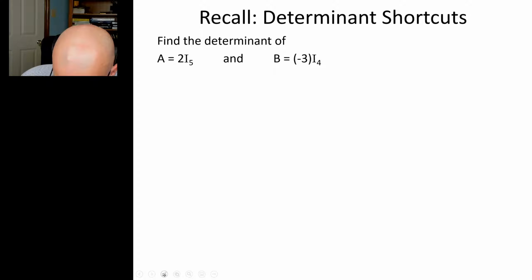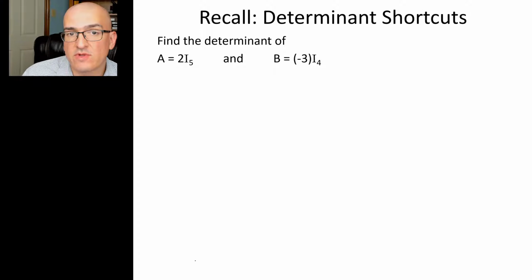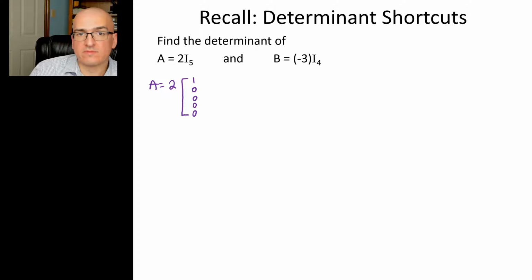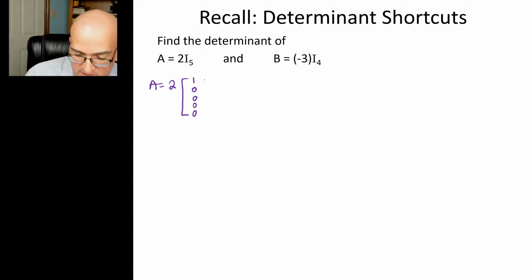Now I'm going to solve these problems in two different ways. One way will involve drawing out what the matrix is, and another way will involve a shortcut. So first, let's draw out what this means. 2 times I5. I5 is a 5 by 5 identity matrix. So 5 rows, 5 columns, and all the entries are 0 except the main diagonal, which is all 1s.